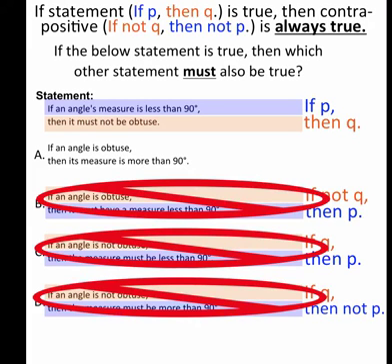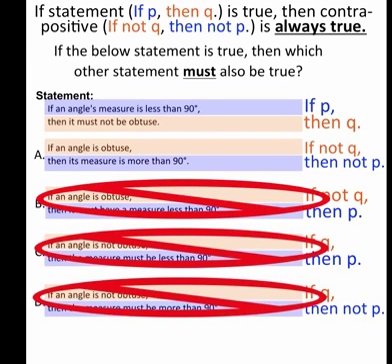But let's look at A. If an angle is obtuse, that is, if not Q, then its measure is more than 90 degrees. Well, if its measure is less than 90 degrees, saying it's not less is the same thing as saying more, then its measure is more than 90 degrees, so that is then not P. So if not Q, then not P, that is my contrapositive, and so the answer is A. Because if the statement is true, then its contrapositive must be true, so the answer is A.